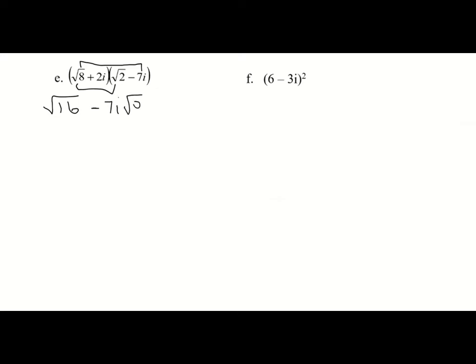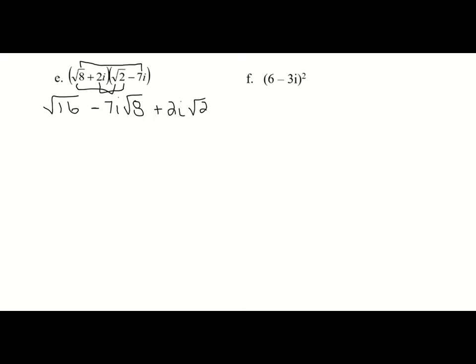All right, for e, again, we are going to FOIL. Now this time we're going to deal with some radicals in there with our imaginary numbers. So the square root of 8 times the square root of 2 will give me the square root of 16. We'll simplify that later. The square root of 8 times negative 7i will be negative 7i square root 8, because the 7i is not under a radical, so we're not going to multiply it under that radical. 2i times the square root of 2 will be plus 2i square root 2.